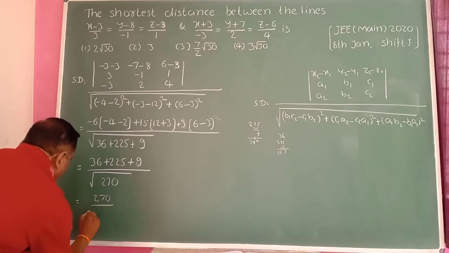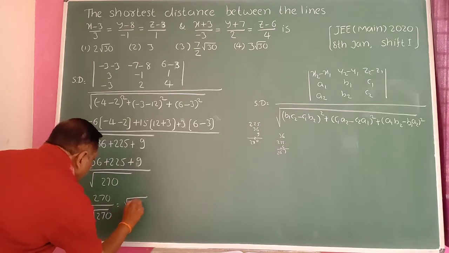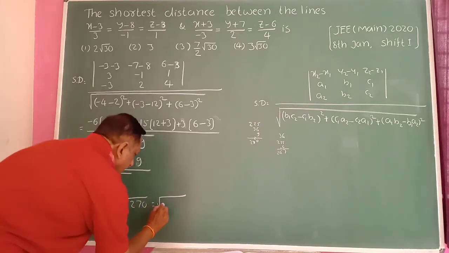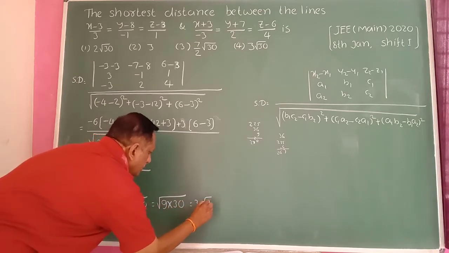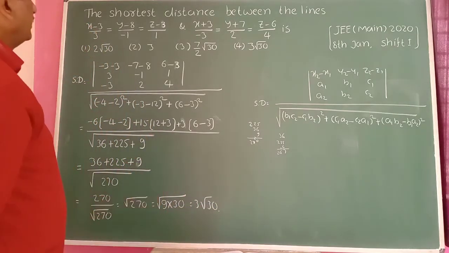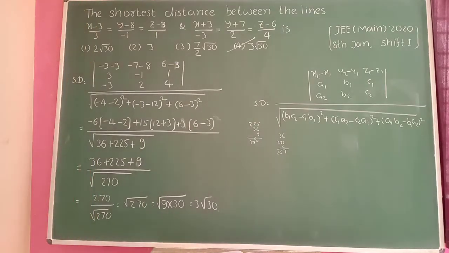270 divided by root of 270 here. Therefore, root of 270 can be written as root of 9 into 30, that is 3 root 30. So the fourth option, 3 root 30, is the answer here.